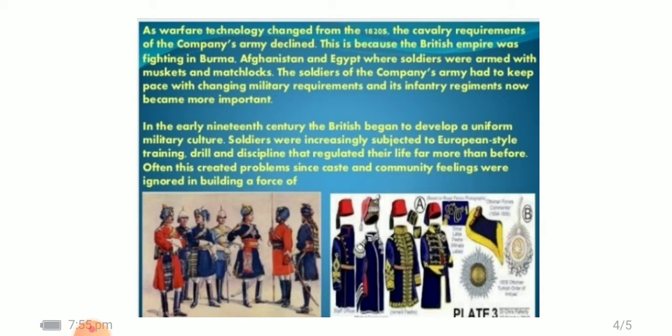So what did the sepoys do? How did they react to the changes in their life, their identity, that is their sense of who they were? This we will discuss in the Revolt of 1857, which is in the fifth chapter.